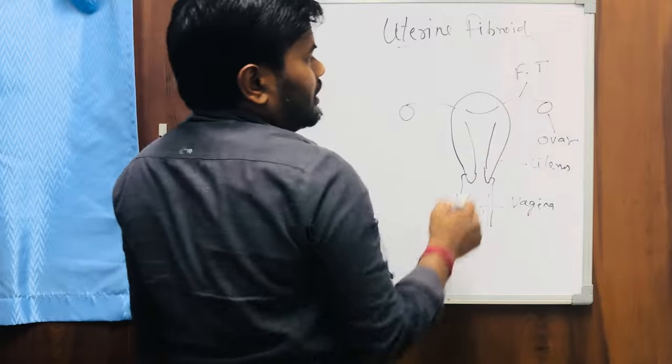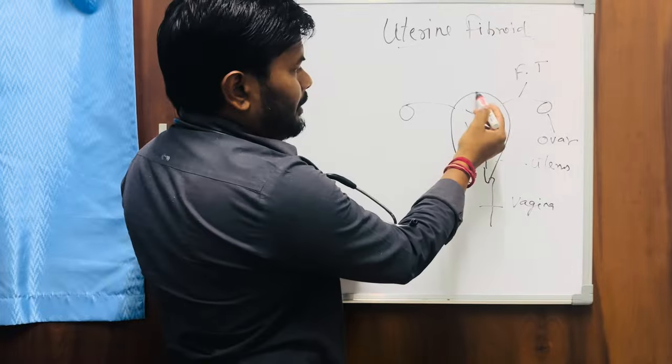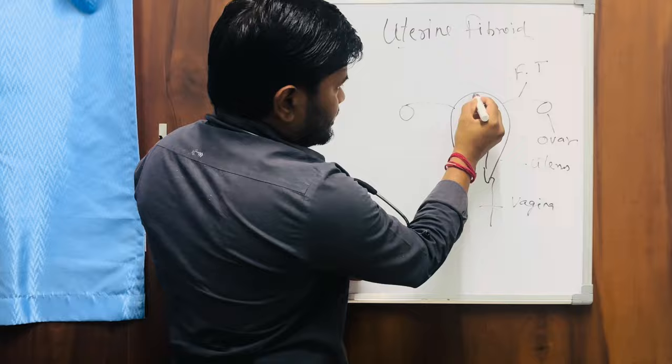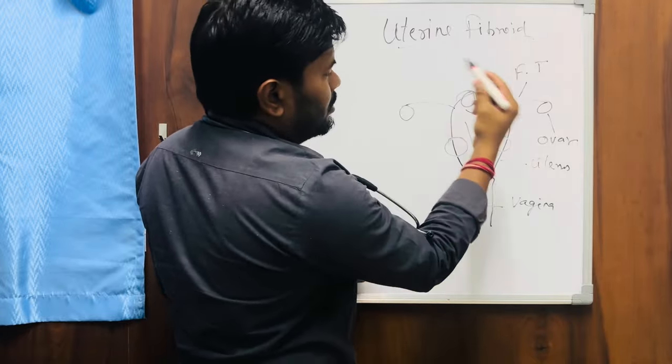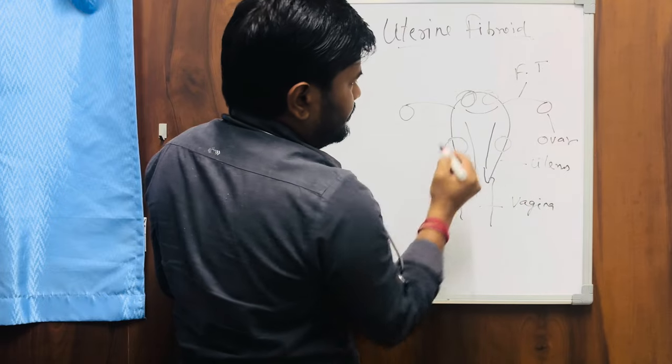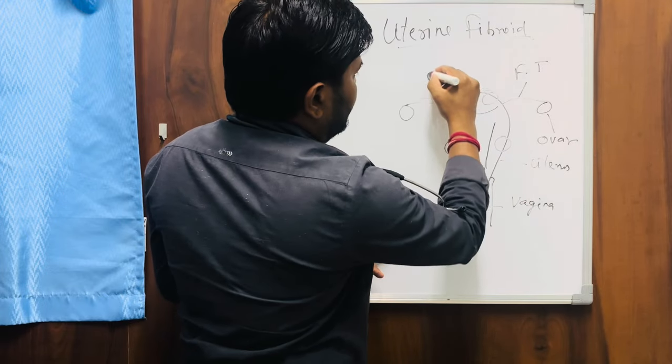So this fibroid occurs in the smooth muscles of the uterus. It can be anywhere in this area, somewhere here or here, either single or multiple, more than one. So this is called fibroid.